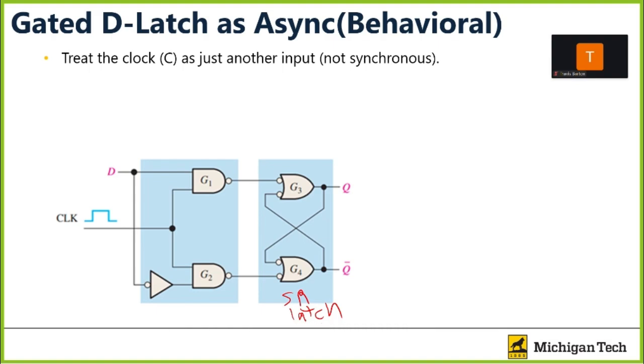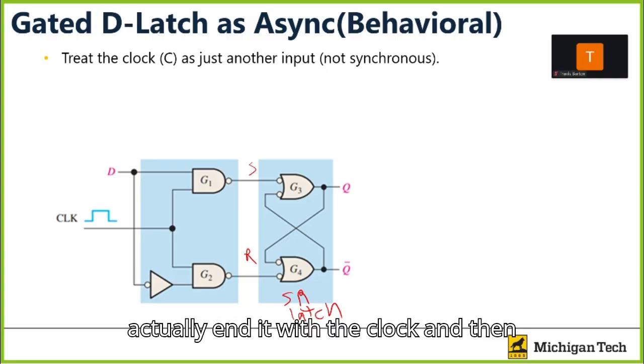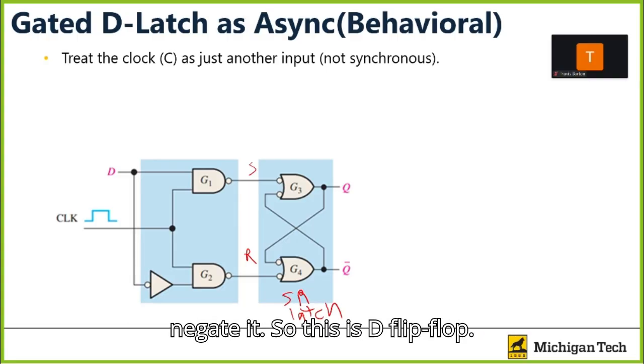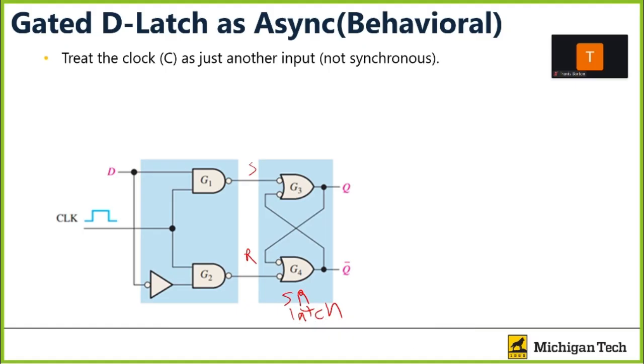And D is the input that goes to, for example, S, and D bar goes to R, but we AND it with the clock and then negate it. So this is the D flip-flop. Let us study the D flip-flop.